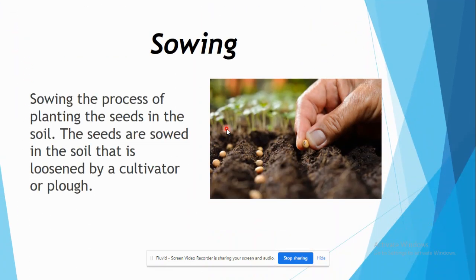Sowing. Now comes the second step of the basic practices of crop production, which is sowing. Sowing is an important part of crop production. Before sowing, good quality, clean, healthy seeds of a good variety are selected. Farmers prefer to use seeds which give high yield. Sowing is the process of planting the seeds in the soil. The seeds are sowed in soil that has been prepared by a cultivator or a plow.